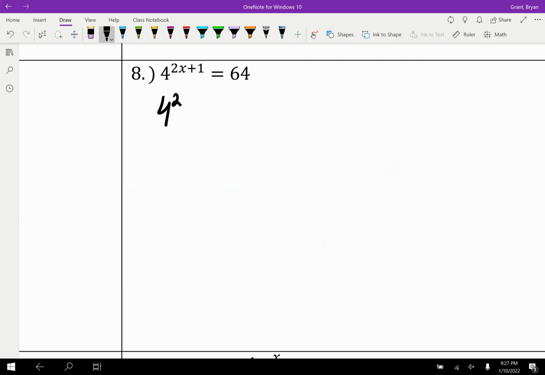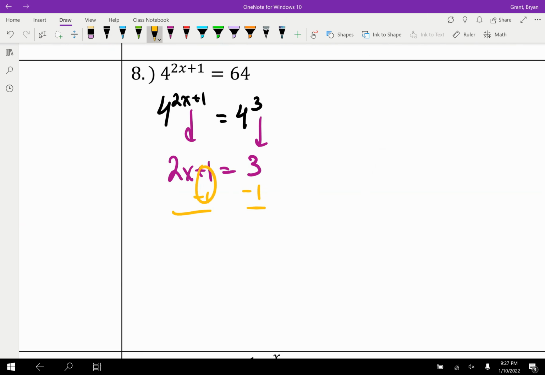All right, 4 to the 2x plus 1. 64 just becomes 4 to the third. No, this is a nice one. We only had x on one side. There's going to be less work this time. 2x plus 1 equal to 3. Subtract your 1 from each side. Not too bad. 2x equals 2. And divide both sides by 2. x equals positive 1.